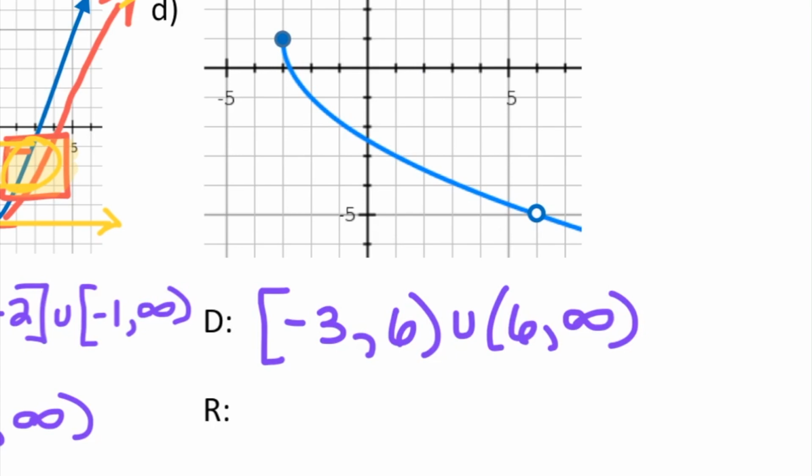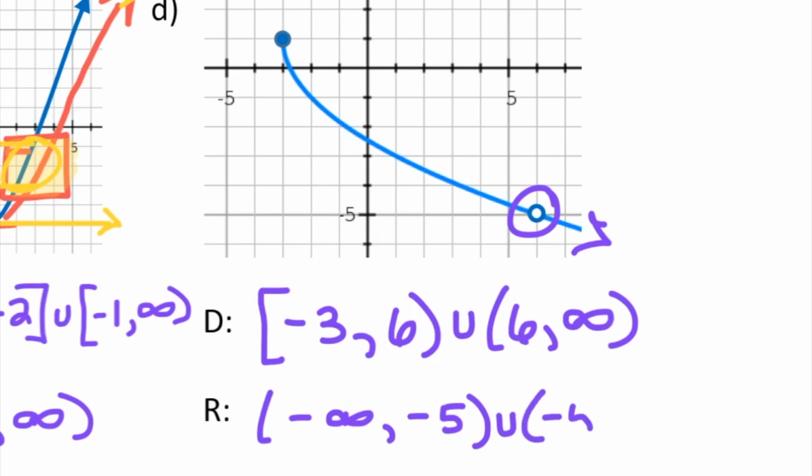The range then here starts at the bottom of the graph at negative infinity and goes up, but there's that hole there, and so it goes up to -5, not including -5, and then goes from -5 to that tip top part of the graph at y equals 1, and it includes 1 because that's where the endpoint is.